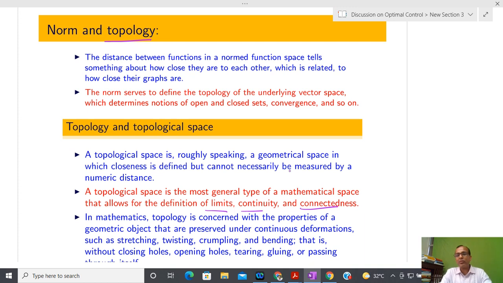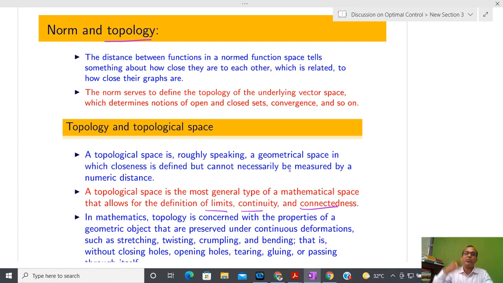Either some numerical quantity comes into the picture, or sometimes we are not worrying about the numerical quantity, and then also we are able to talk about the distance between those two functions. If a numeric value comes into the picture, at that time we are in a normed space; we are not going to talk about the topology.